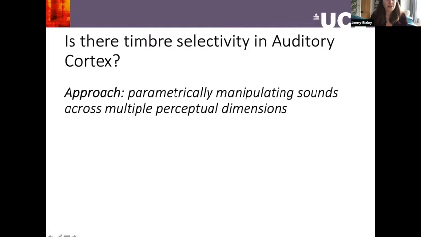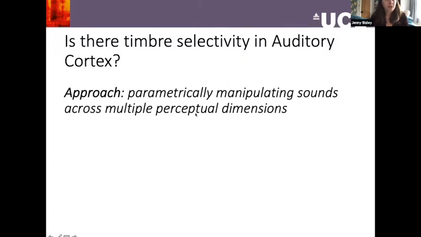We're going to rephrase this question for the purpose of today's talk, which is, is there timbre selectivity within auditory cortex? And by selectivity, what I really mean is, are there neurons that can tell me what the timbre of a sound is, even when I change the pitch or the location in space? Do we have a neural representation that's effectively invariant to those changes in those other parameters?